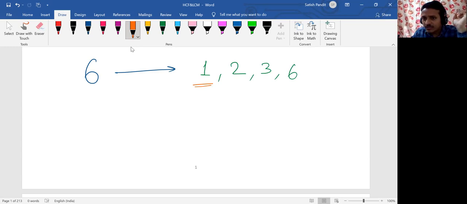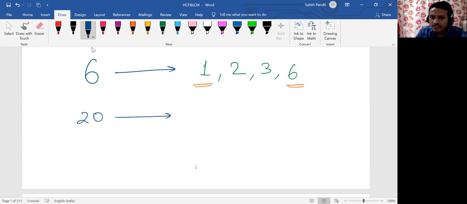And the number which you are taking will also be a factor of itself. For example, you take 20. I told you that 1 will be a factor of every number. Whichever number you take, 1 will be a factor of that number. And the same number, 20, will also be a factor. So let me write that also. So 1 is a factor of every number, and the number itself is also a factor.